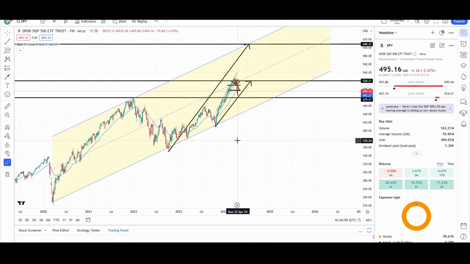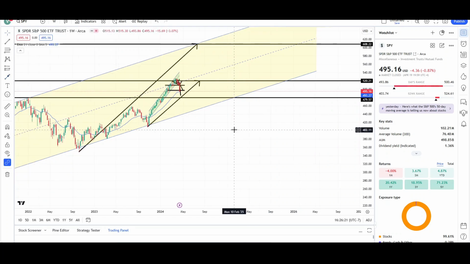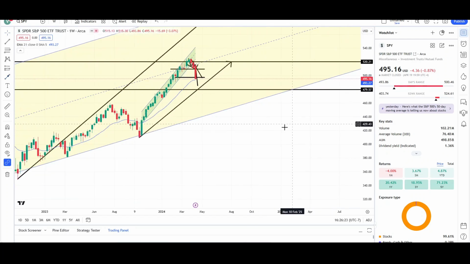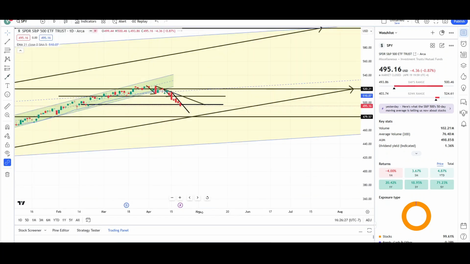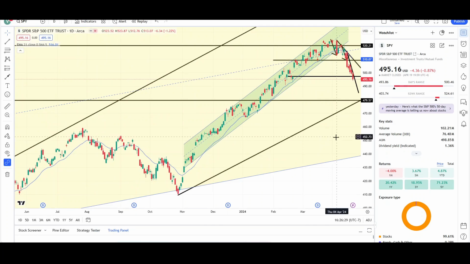I would be cautious, or I would start to be worried if I was a bull, if price started breaking this yellow channel. But again, that's at much lower prices, the low to mid 400s. So again, that's a long way away. But as of right now, the chart is showing bearish price action, and I'm going to be expecting more downside in the coming days and the coming weeks.